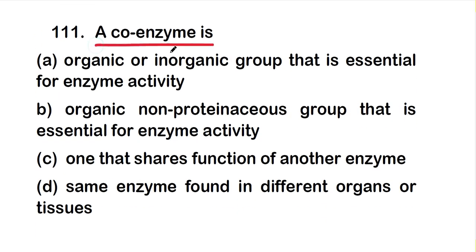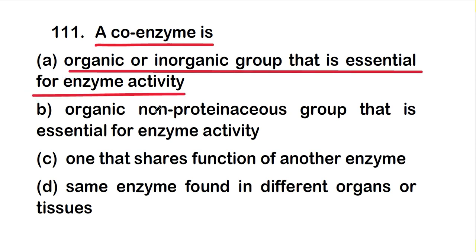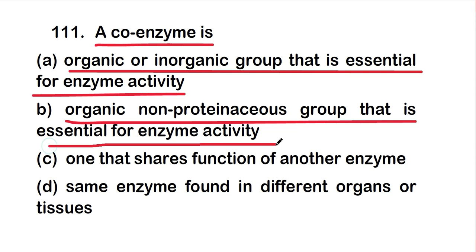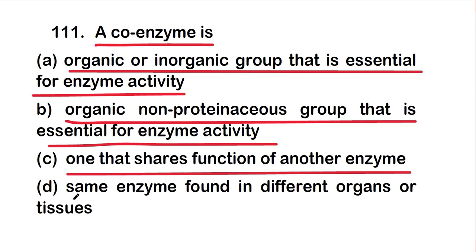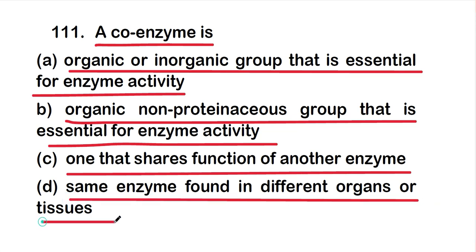A coenzyme is: option A, an organic or inorganic group that is essential for enzyme activity; option B, an organic non-proteinaceous group that is essential for enzyme activity; option C, one that shares the function of another enzyme; or option D, the same enzyme found in different organs or tissues.